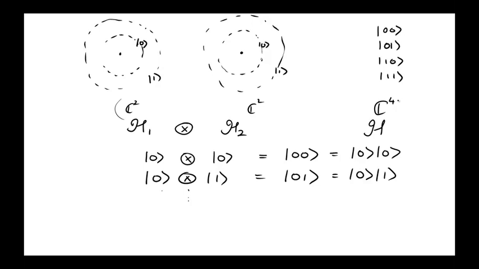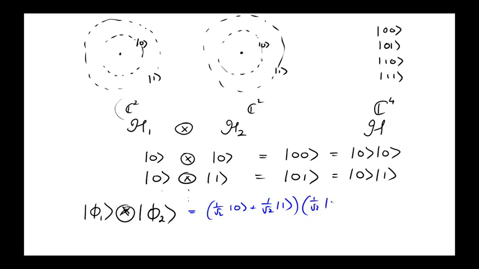Okay, we can also ask, of course we can glue together any vector here and any vector here. So if we had a state phi 1 in the first Hilbert space and phi 2 in the second Hilbert space, we could glue them together by putting this symbol in between them. For example, if we had the state 1 over square root 2 of 0 plus 1 over square root 2 of 1 in the first Hilbert space and 1 over square root 2 of 0 minus 1 over square root 2 of 1 in the second Hilbert space, and if we took a tensor product of these, this is what we were writing informally just by writing a product.